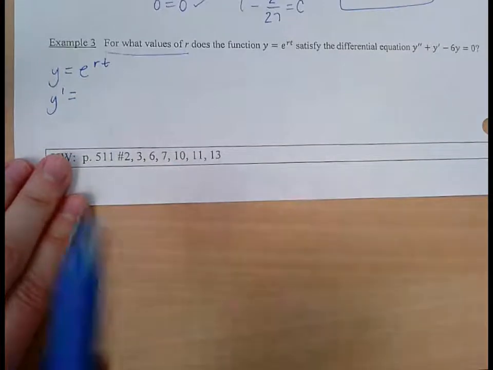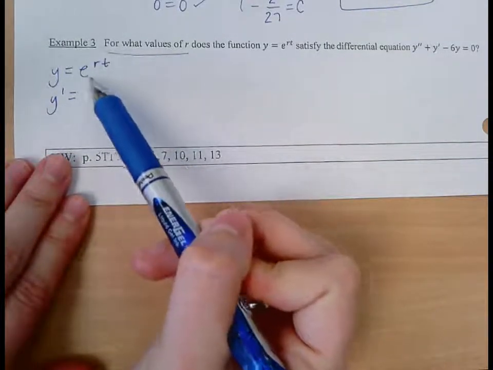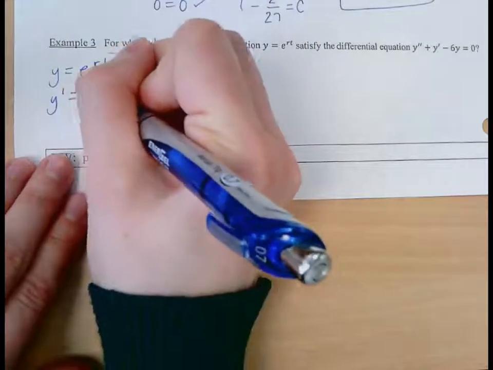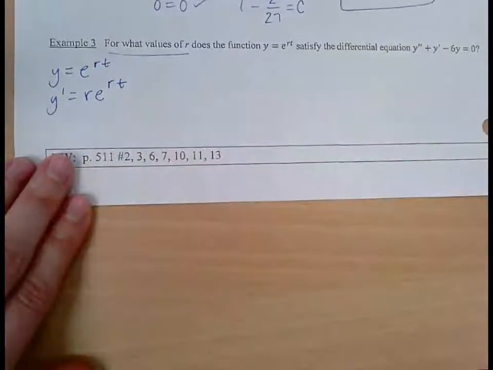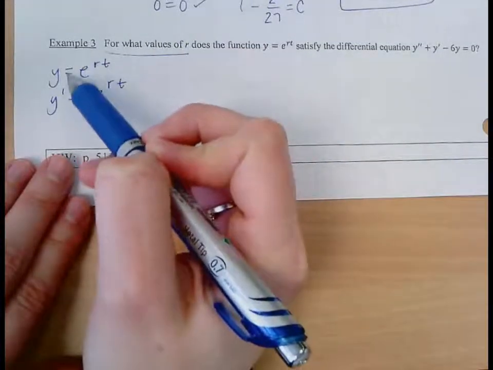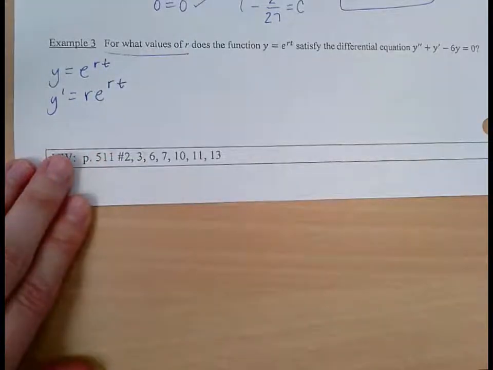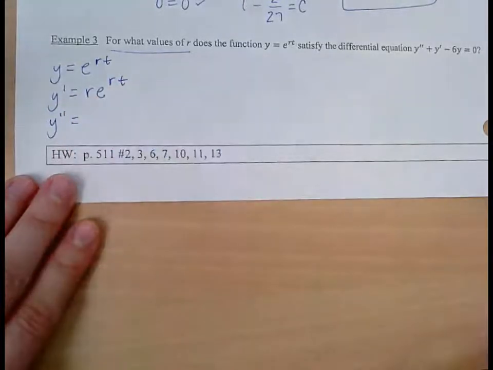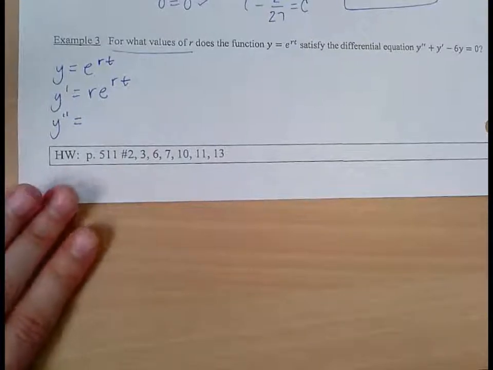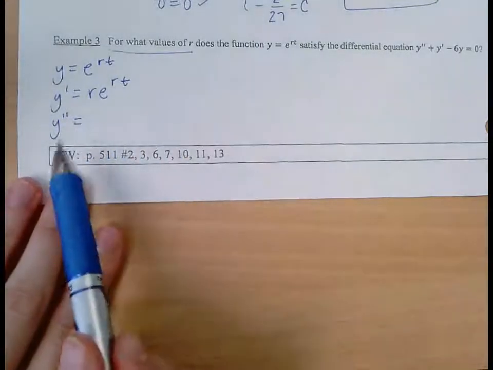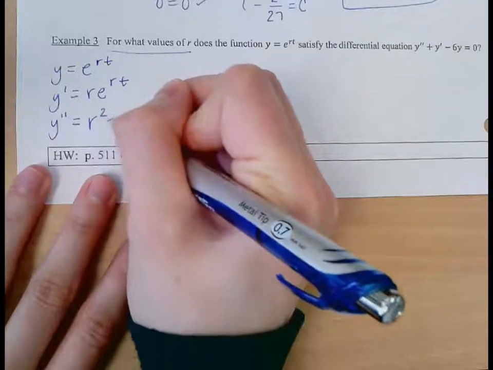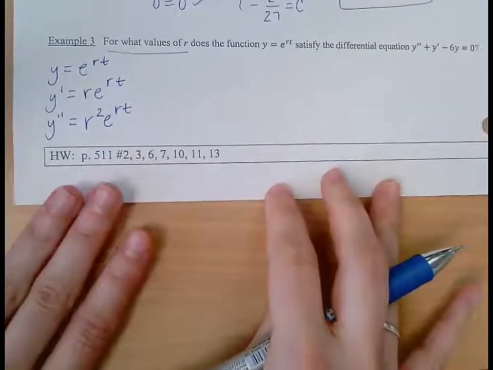Okay, so this again, chain rule, it would be e to the rt is the derivative of the outside multiplied by r. So it would be re to the rt. So yes, the r in a sense comes down in front, but the r also stays in the exponent. Don't remove it from the exponent. Yes, with respect to t. Yeah. And then what would y double prime be? R squared e to the rt.